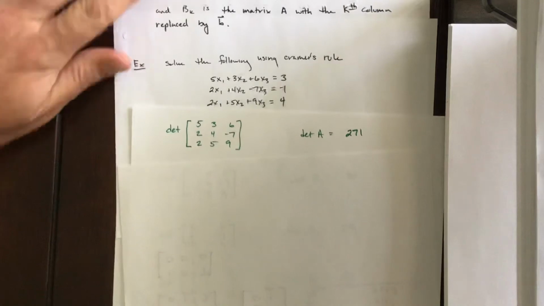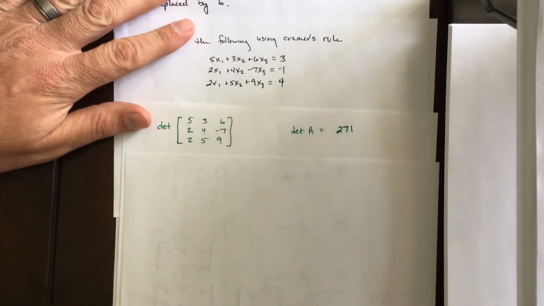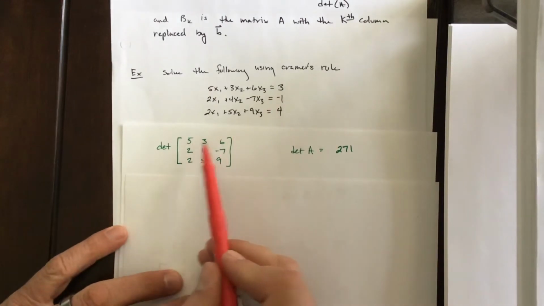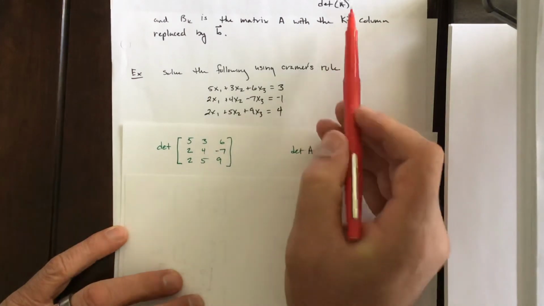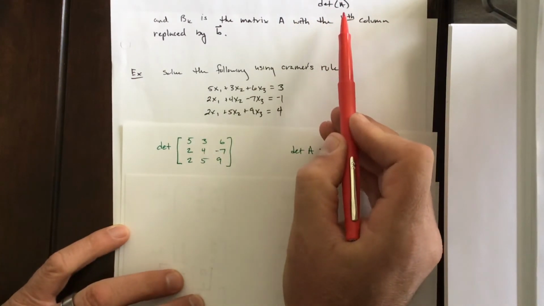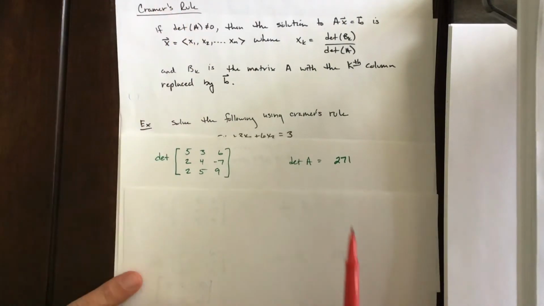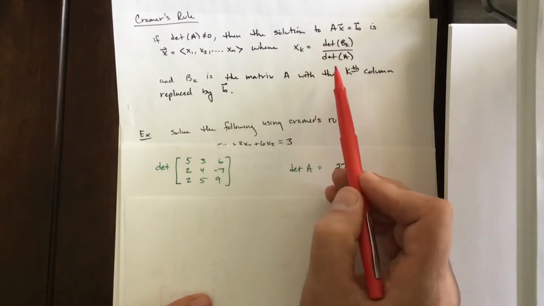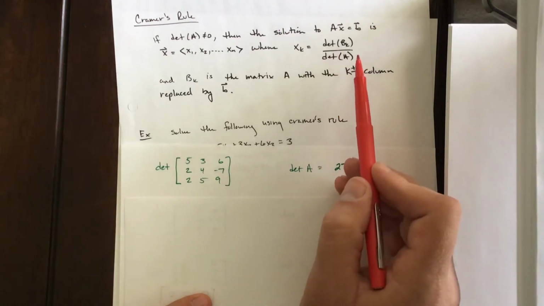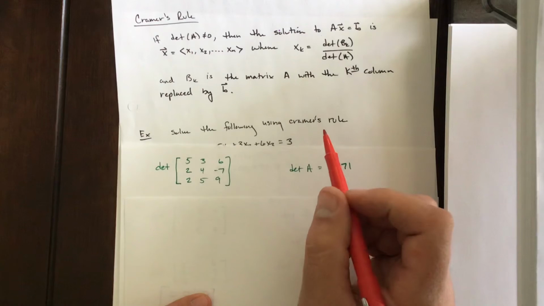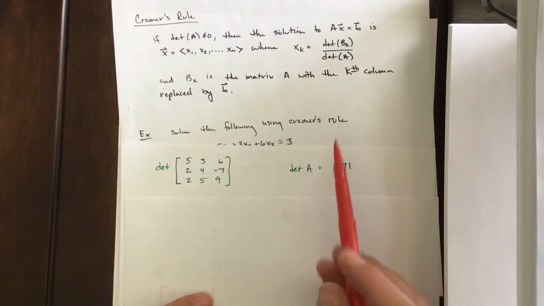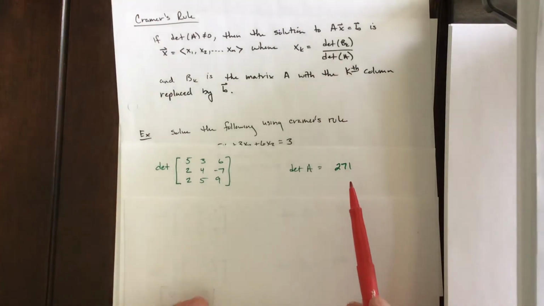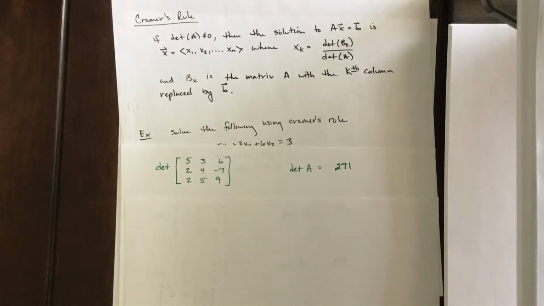So, here's the coefficient matrix: 5, 3, 6, 2, 4, negative 7, 2, 5, 9. And that's the denominator of what our solution is for the kth entry of our vector. So I've taken the liberty to compute the determinant of A, our denominator here. It's 271. I'm only doing this for the purpose of brevity and so that you don't have to watch me do a lot of computations.